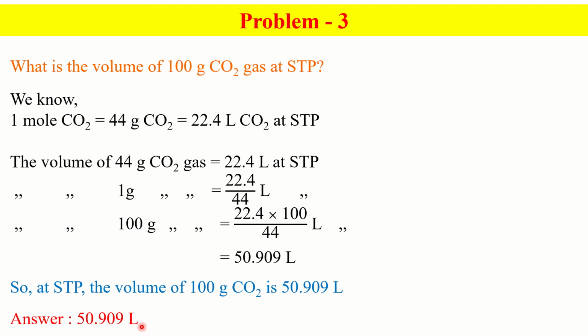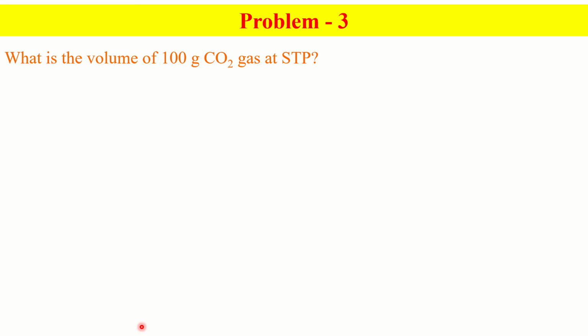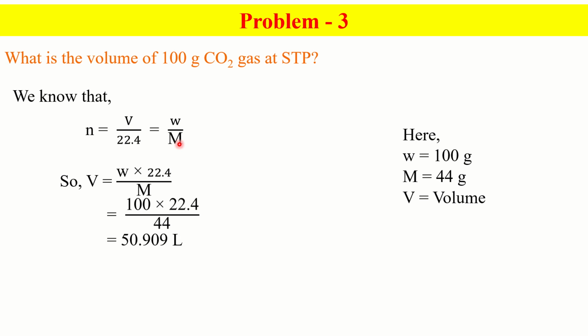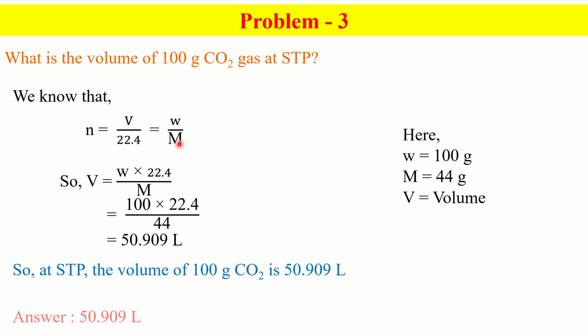So it comes 50.909 liter. This math also you can do by using formula. Here also W equal 100 gram is given and the molecular mass is 44 gram. You have to calculate the volume of it. Here also we will use two formulas, that is n equal V by 22.4 equal W by M. So here everything is given. We have to find out the V only. So V equal W into 22.4 divided by M. And when you put the values, then V comes 50.909 liter. This is the answer.